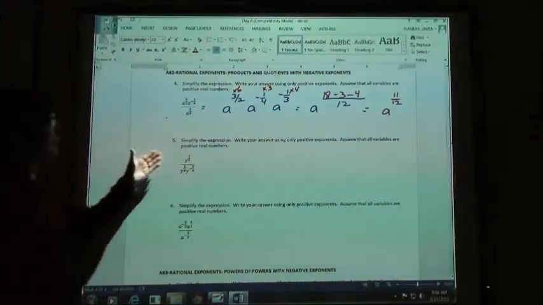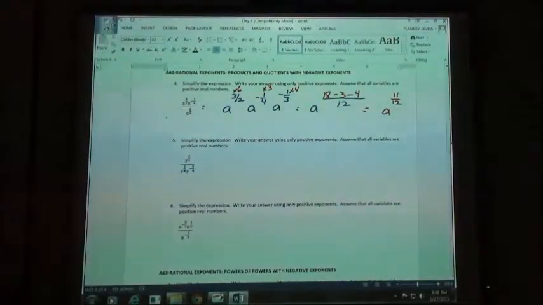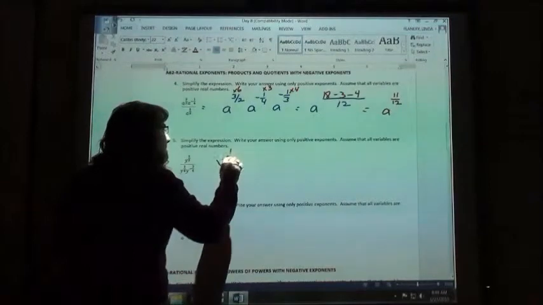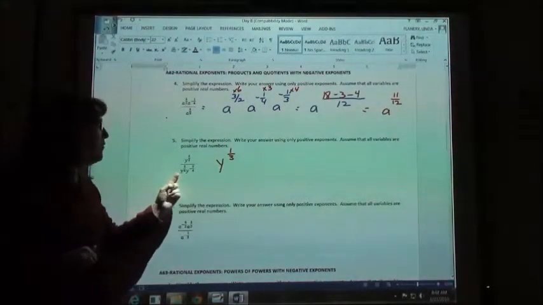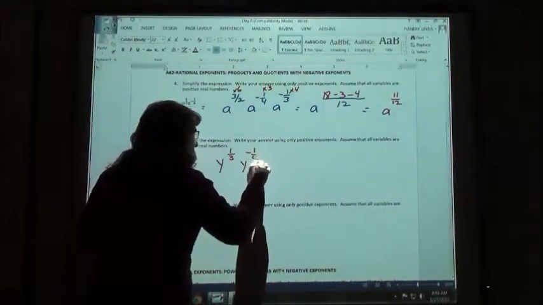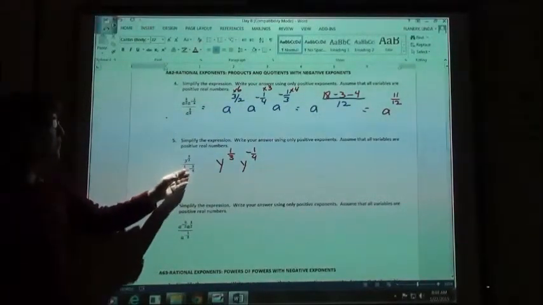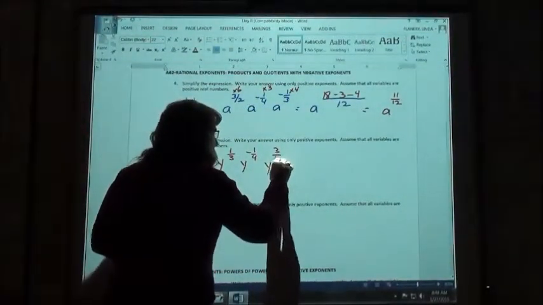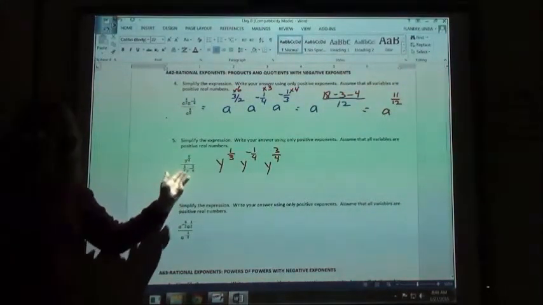So number 5, same thing. I want to move everything up to the top, so it's just a plain multiplying problem because then I can add my exponents. The y to the 1/3 is going to stay the same because it was already on top. I'm going to move the y to the 1/4 from the bottom to the top, so now it's going to be y to the negative 1/4. I'm also going to take the y to the negative 3/4 and move it from the bottom to the top, so now that one's going to be y to the positive 3/4. So the ones from the bottom, when I move them up, the signs are going to change.